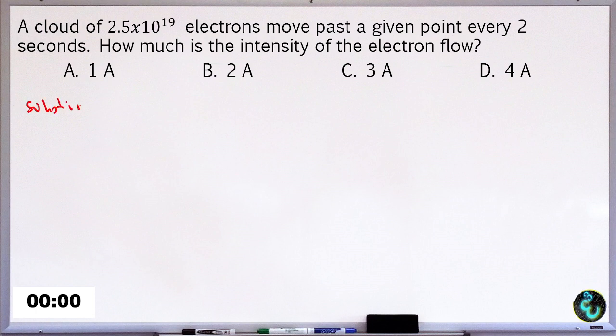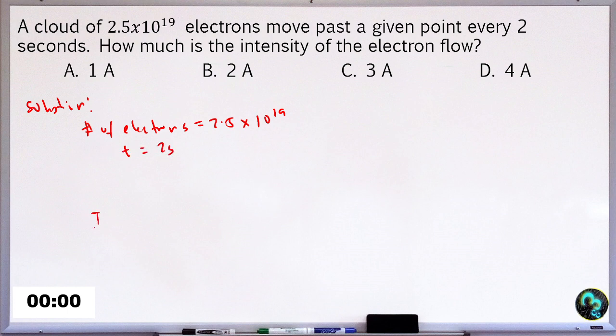Solution. So given natin is the number of electrons, which is equal to 2.5 times 10 raised to the power of 19. Tapos yung ating time is 2 seconds. So yung hinahanap is current, which is Q over T. No? So kailangan natin yung charge. So from this one, kukuha natin yung charge, no?